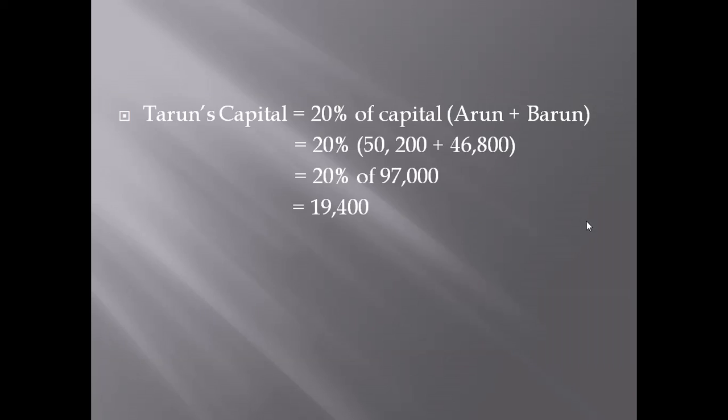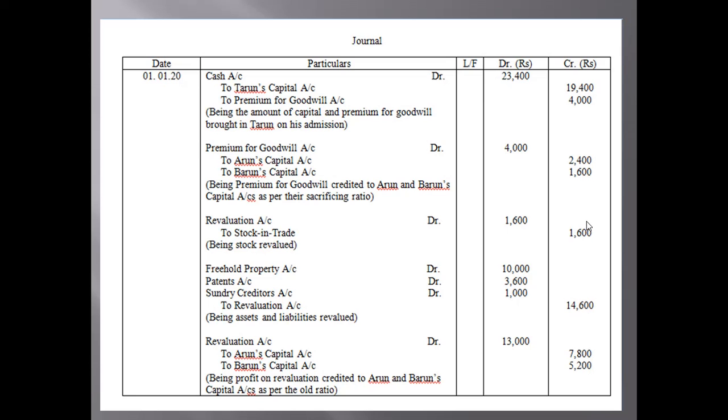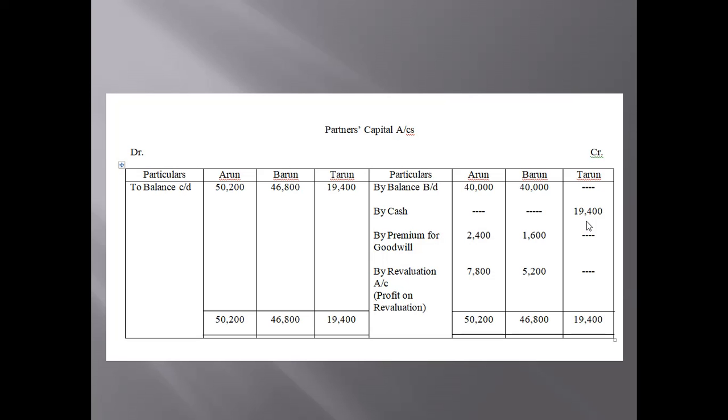I haven't done this here. Sorry, I should have done that. How much is goodwill? 24,000, isn't it? Yes, 24,000. So now you can check the ratio. How much is the ratio? The new ratio is already given in the question.